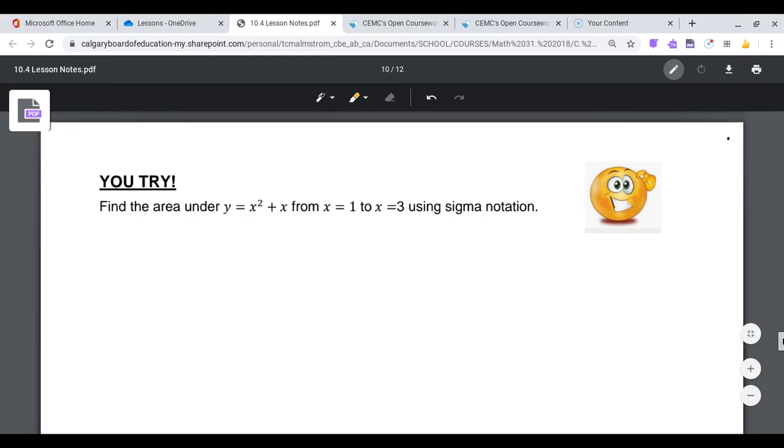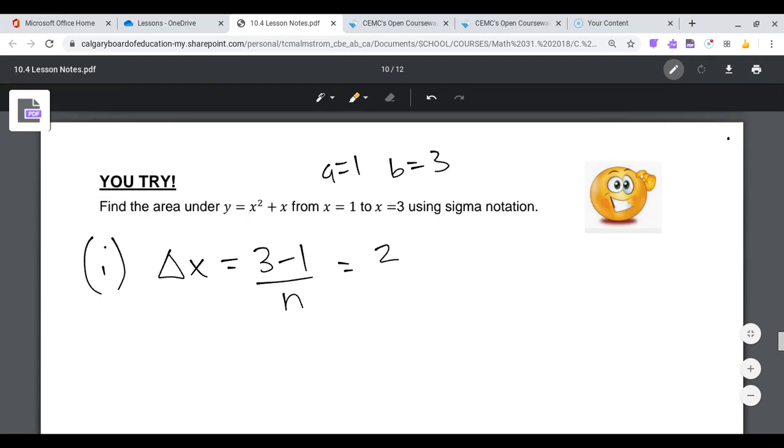Okay, so we're finding the area under y equals x squared plus x from x equals 1 to x equals 3. So a is equal to 1 and b is equal to 3. So the first thing I'm going to do is find my width. So the change in x is b minus a on n. So that's going to be 2 on n.